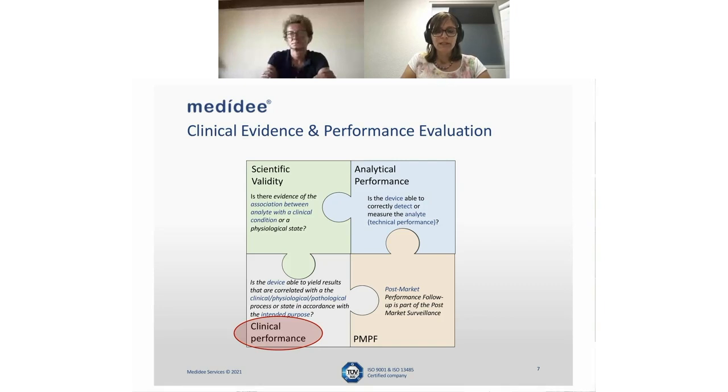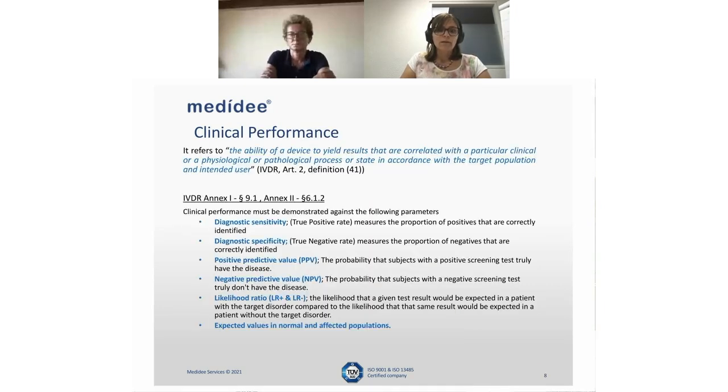So what is actually clinical performance? This is well defined within the IVDR under Article 2. It refers to the ability of a device to yield results that are correlated with a particular clinical or physiological or pathological process or state in accordance with the target population and intended user. So this is really important to always consider that the intended use of the device needs to be really well considered, as well as the target population.